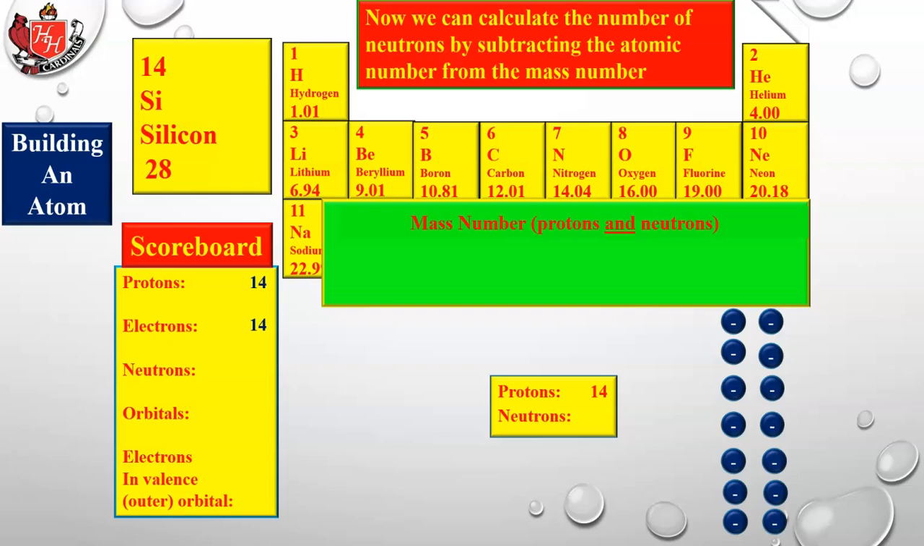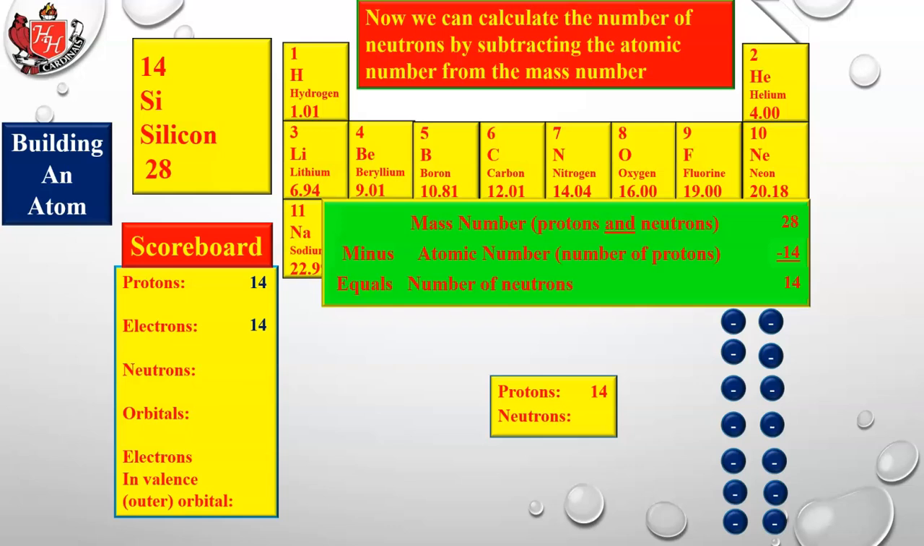So mass number, protons and neutrons, is 28, the number we have over there on the left. The atomic number we get off the periodic table is 14. That's the number of protons. So if we subtract those, it will give us the number of neutrons. So we go ahead and do that, and we end up with 14 neutrons.